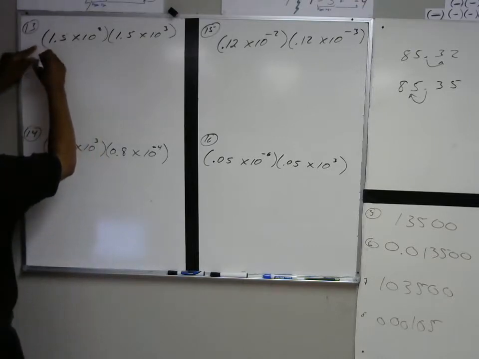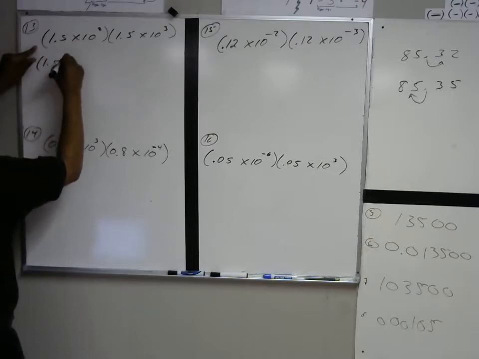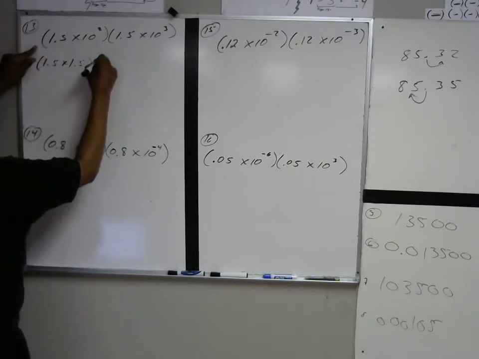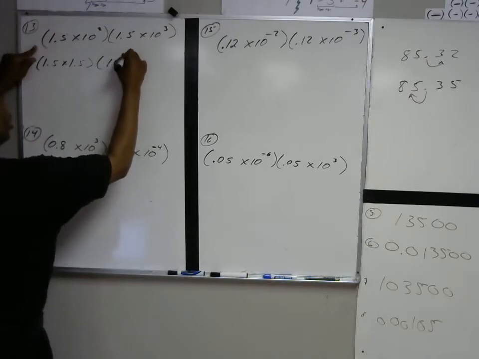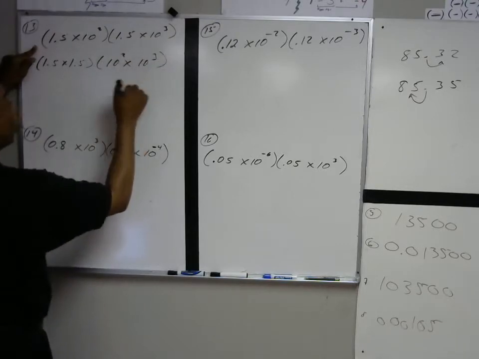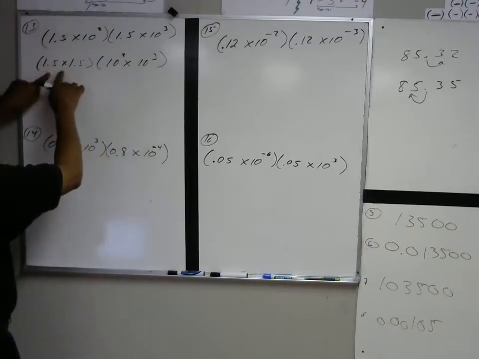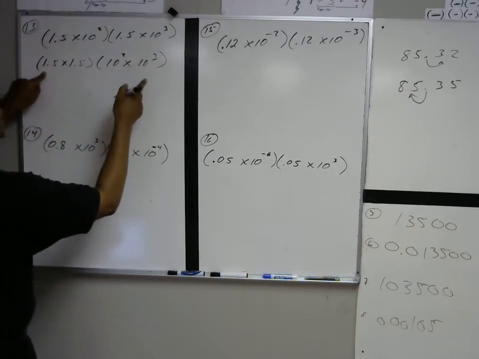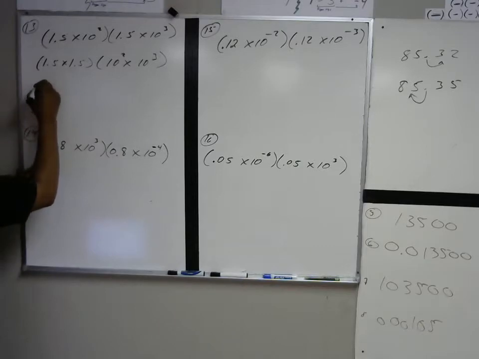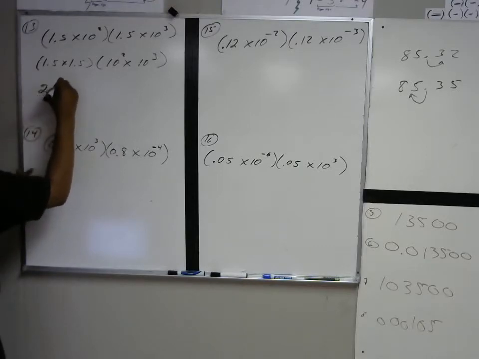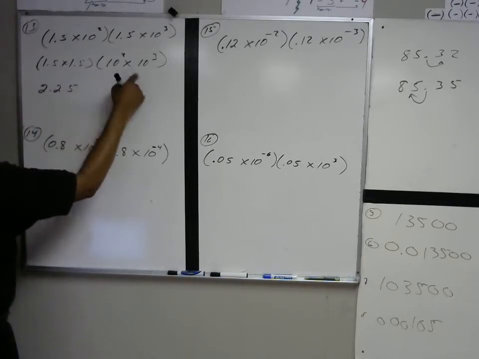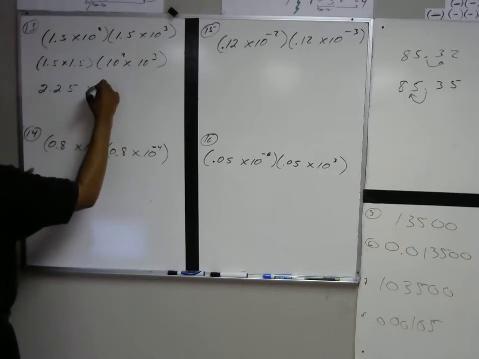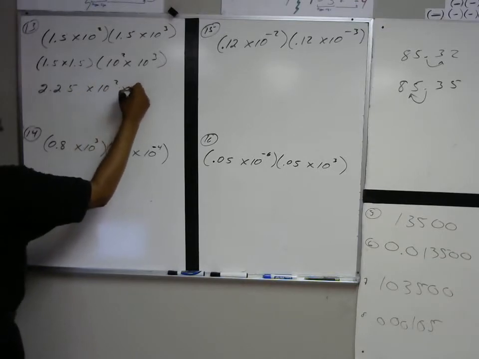And I'm going to multiply the 1.5 times the other 1.5. And then we're going to group the 10s. So this will be 10 to the second power times 10 to the third power. So just regrouping. So first let's multiply these two. Let's not worry about these two yet. So 1.5 times 1.5 ends up giving us 2.25. And this right here, we'll just make that times 10 to the second power, 10 to the third power.